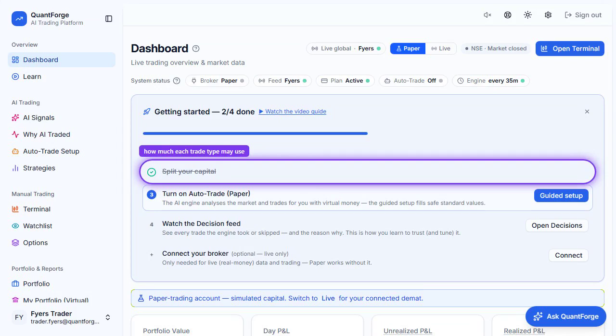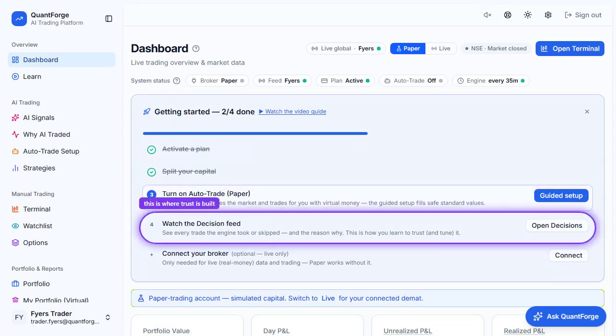Why is watching the feed a step? Nothing happens there. Because that is where trust is built. The feed shows every trade the engine took and every one it refused, with the reason. Turning automation on without ever reading it is how people end up not trusting their own system.